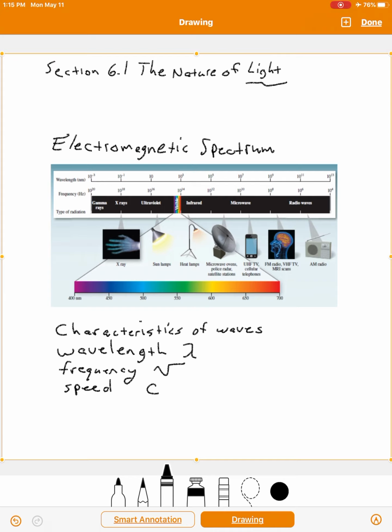And then notice there's a reverse pattern with the frequency. The frequency starts off at a very large number, 10 to the 20th for gamma rays, but then becomes much smaller as you move to the right, all the way over to radio waves where it's only 10 to the 4. So there's an inverse relationship between the two. As wavelength gets larger to the right, frequency gets smaller to the right, so they're inversely related to each other.